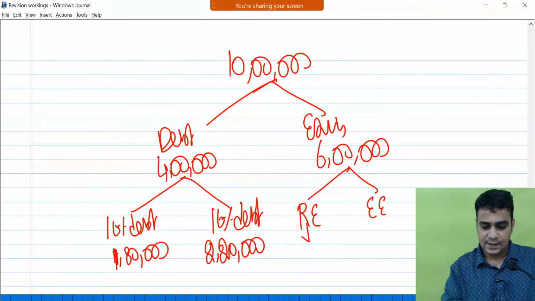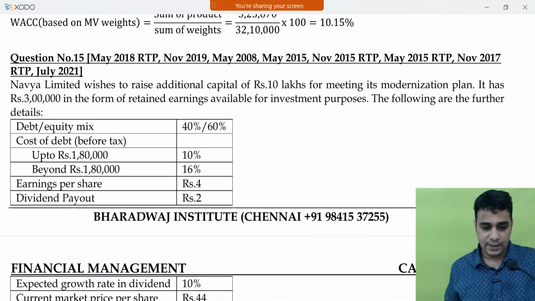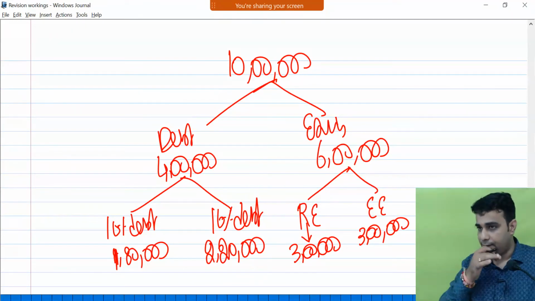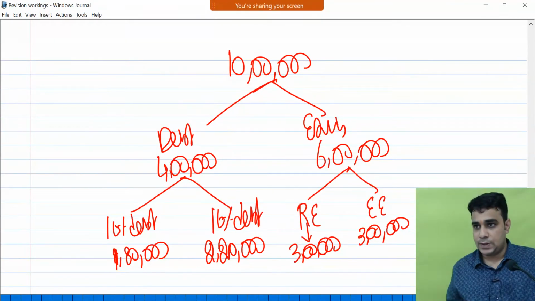The first line of the question mentioned how much retained earnings there is: 3 lakhs. External equity is 3 lakhs. This is one part of the question.